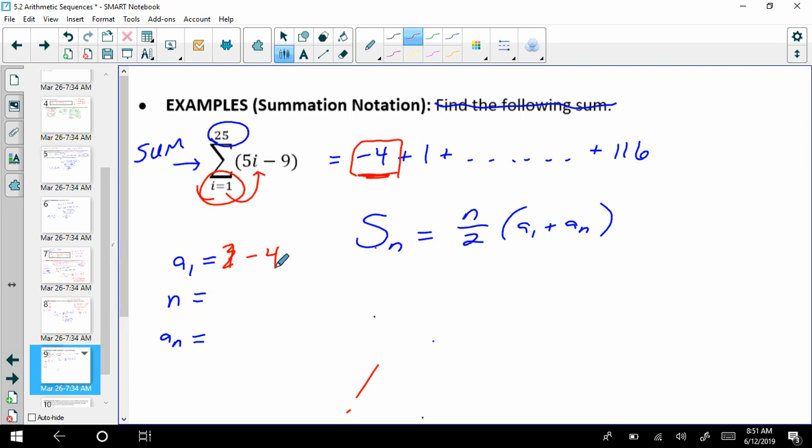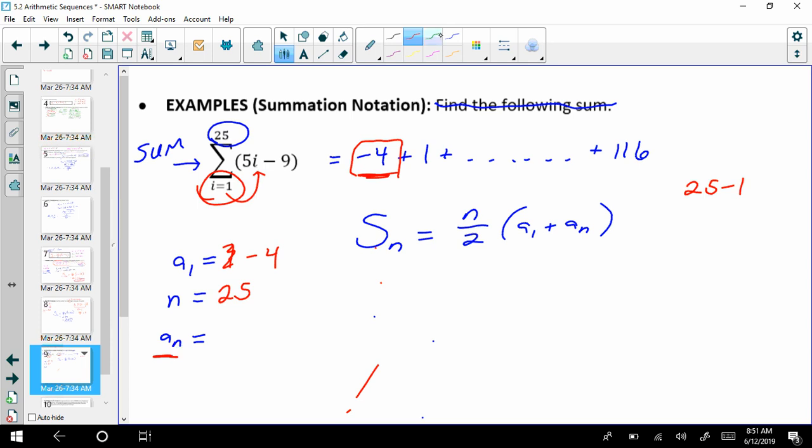Now n, how many of them would there be? Well, if I'm going from 1 all the way to 25, if we take 25 minus 1, that's 24, but then you need to think 1 higher. If I were to list these numbers out, there would be 25 of them. And it makes sense, right? I'm starting at 1 and going to 25. There's 25 numbers.